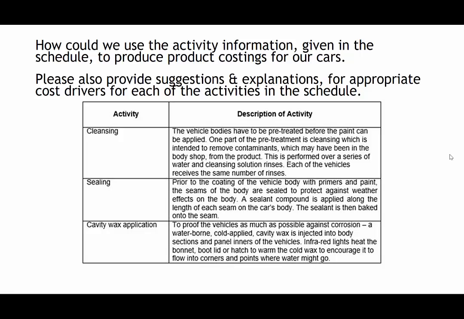A waterborne, cold applied cavity wax is injected into body sections and panel inners of the vehicles. Infrared lights heat that up. They heat up the bonnet, the boot lid or the hatch to warm the cold wax, to encourage it to flow into the corners and points where the water might. That way they're able to achieve that protection against corrosion.